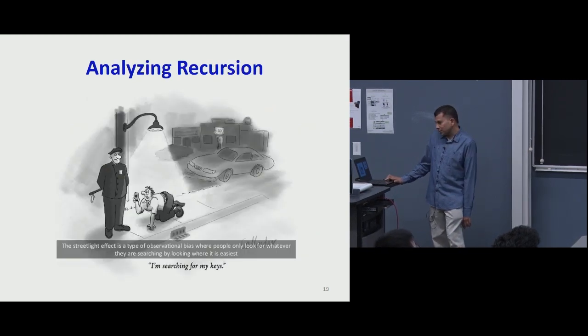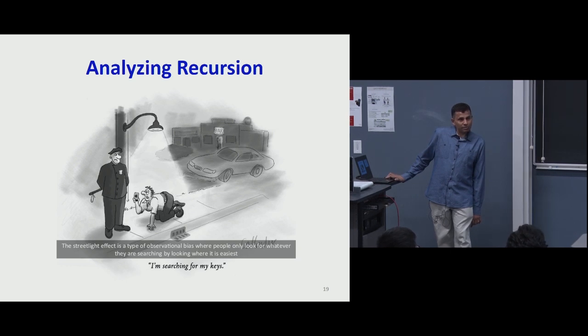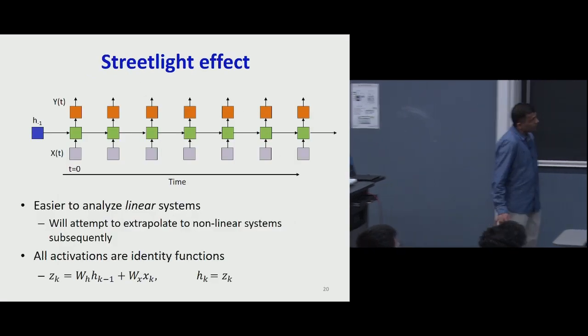So in other words, we're going to use the good old Streetlight effect. We know how to analyze linear systems. We know how to analyze simple systems. One-layer systems are easy to analyze. We are going to assume that any analysis we come up with on these simple systems will inform us about the more complex system, right?